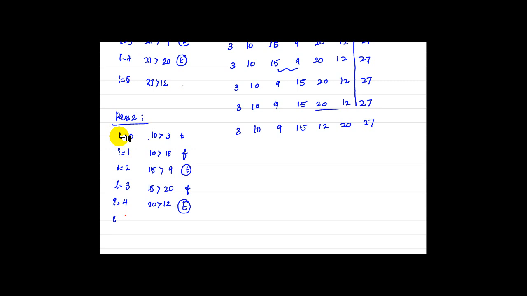Now we have I equal to 5. We have 20 greater than 27. The condition is false. So the elements don't get interchanged in this pass. So we have come to the end of the pass. The passes go till n minus 1, so 7 minus 2, which is equal to 5. So at the fifth pass we stop. So this is the end of pass 2.